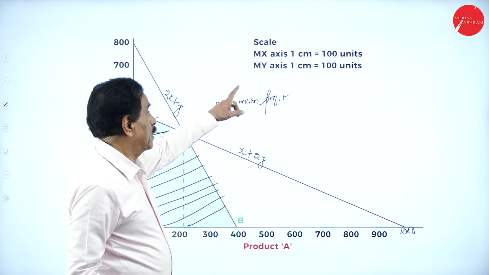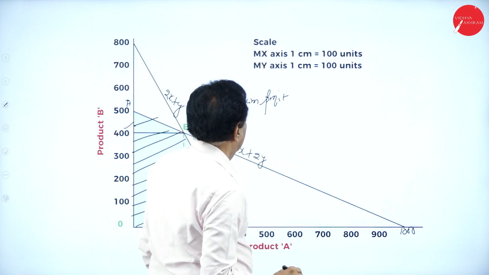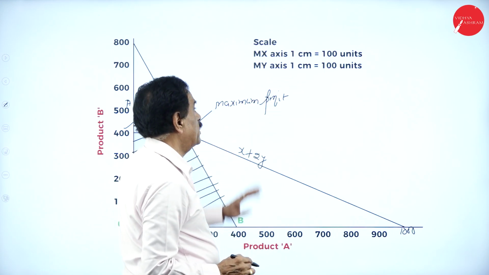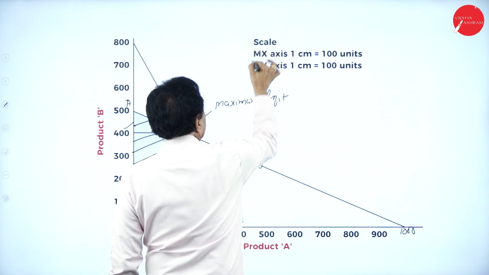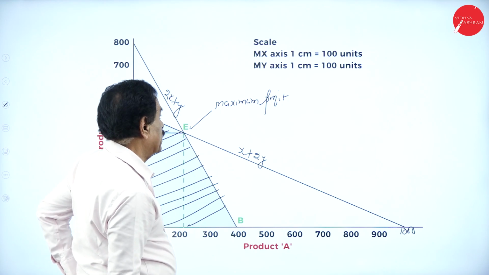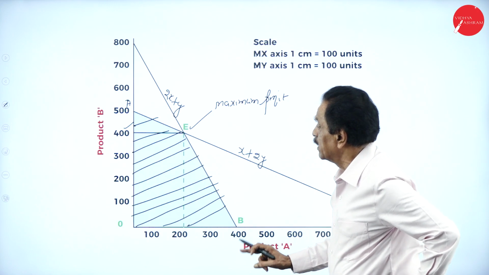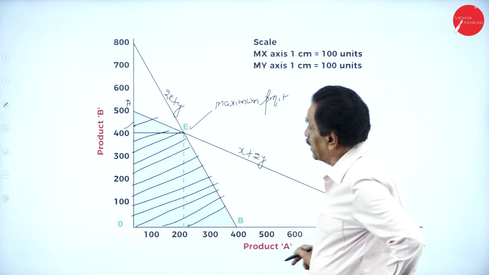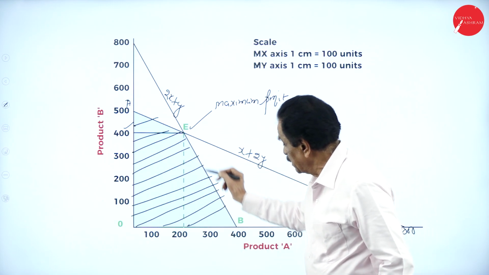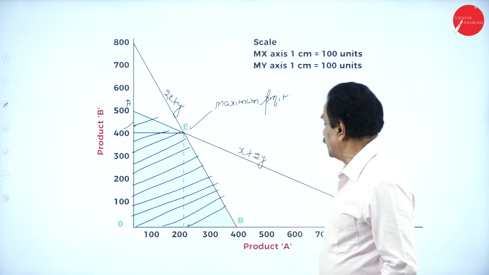I took the scale for the x-axis and y-axis: on the X-axis 1 centimeter is 100 units, and on the Y-axis 1 centimeter is equal to 100 units. You can take the same. So beautifully it has been graphed here. This is the first equation. This is product A here, product B here. All have been plotted beautifully here.